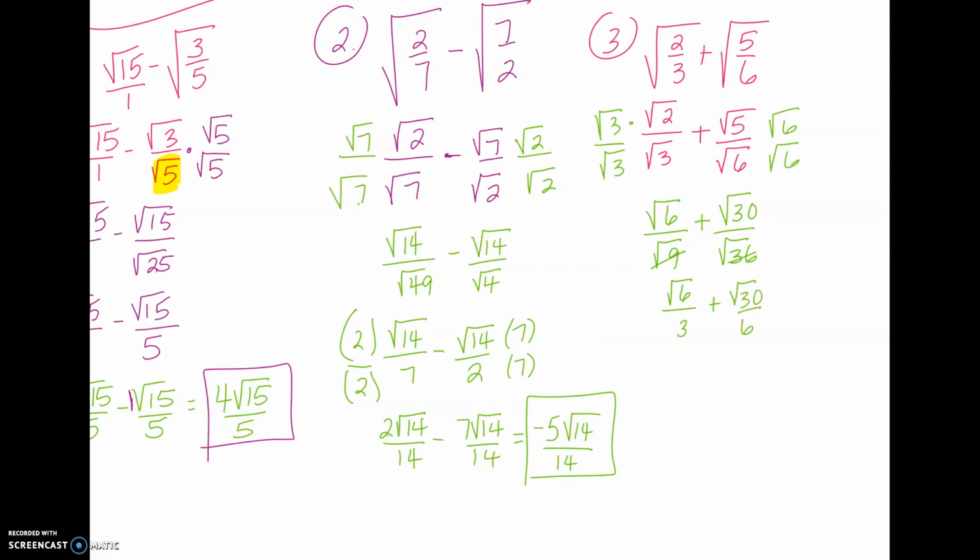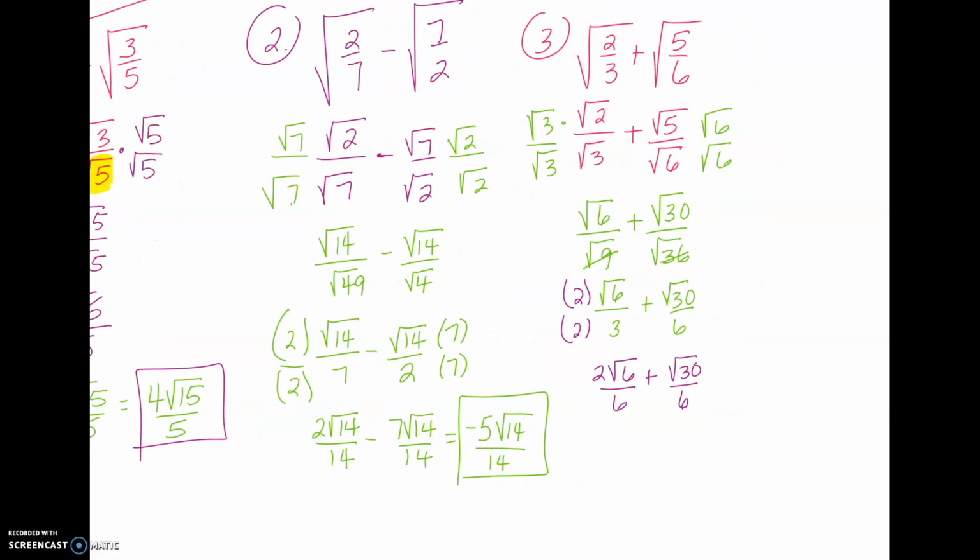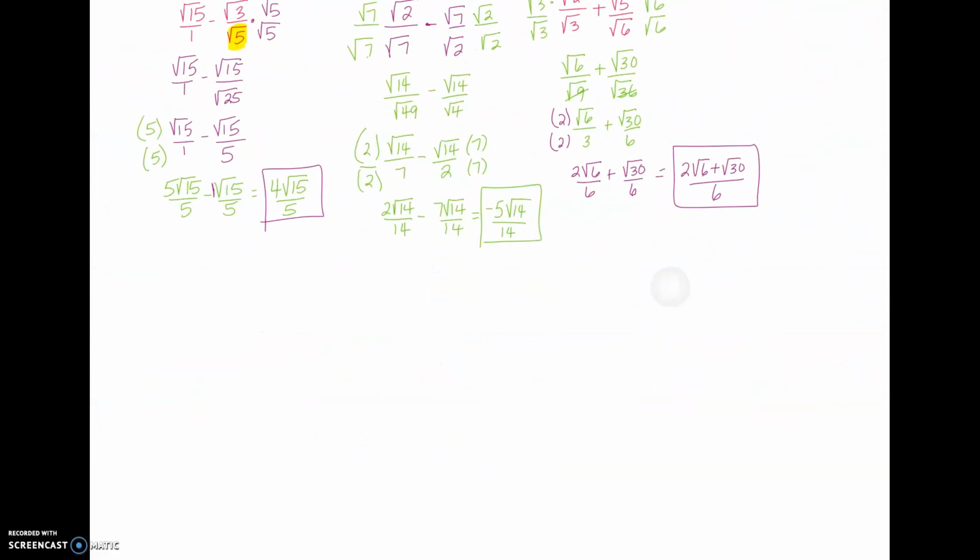I need a common denominator of 3 and 6. It is 6, so I will multiply this by 2. So I get 2 square root of 6 over 6 plus the square root of 30 over 6. All right. I cannot combine the square root of 6 and 30. They are not like terms, so they just become one numerator, all over 6. And if you think about 30, there's no perfect square factors, so there's no way to simplify the square root of 30 anymore either. All right.